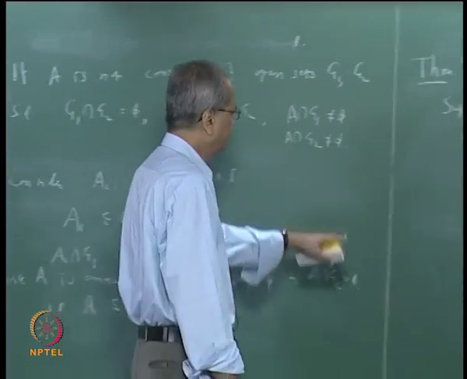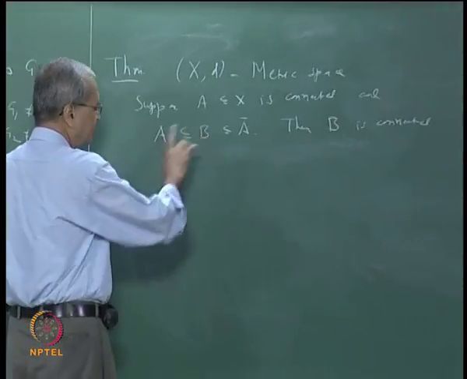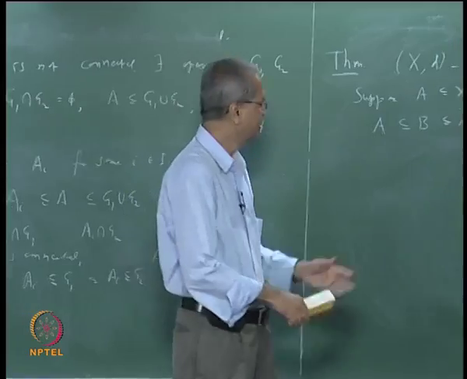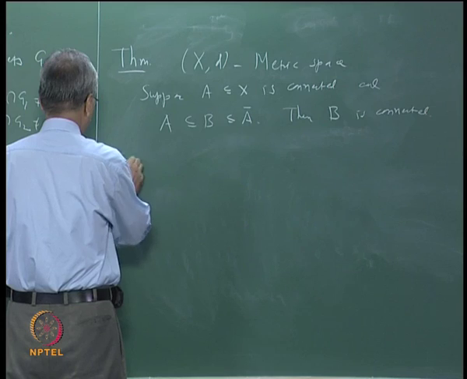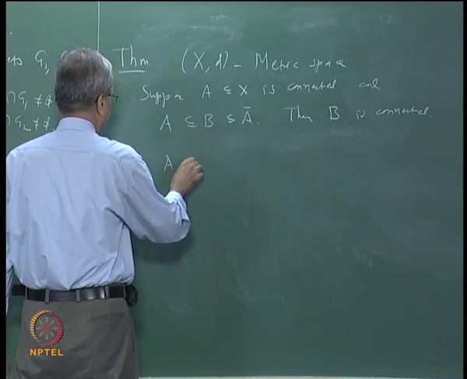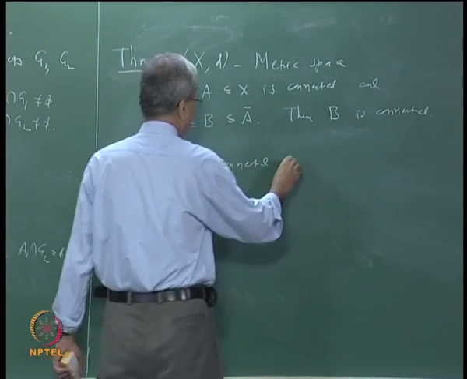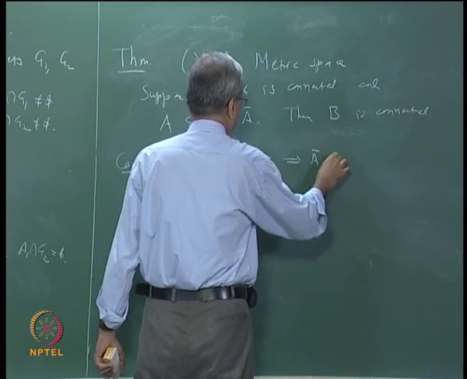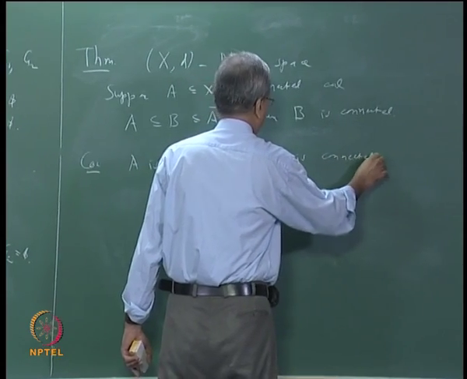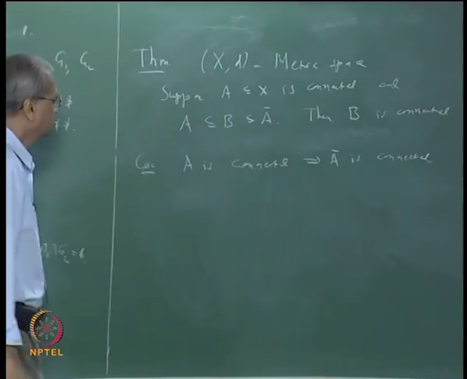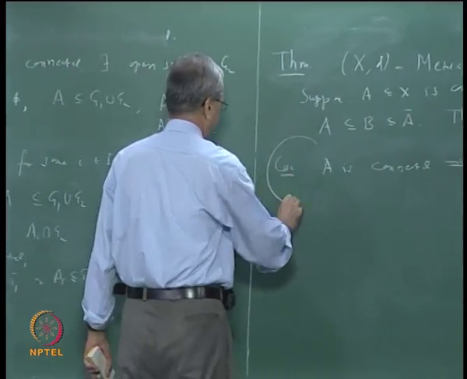Even before discussing the proof of this, you can see one of the obvious consequences is that if A is connected, then A closure is connected, because in that case you can take just B as equal to A closure. So I can just write a quick corollary of this. A is connected implies A closure is connected. All right, now let us look at the proof of this.